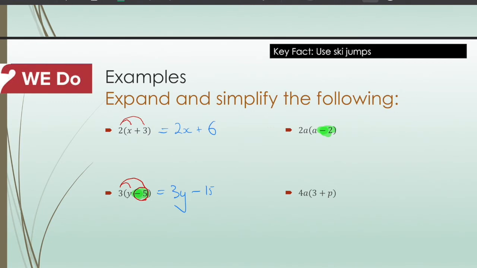Pause the video, have a go at these other two examples, and when you come back, I'll have the solutions here for you. And here they are. Let me know if you have any questions about how I got to these answers.